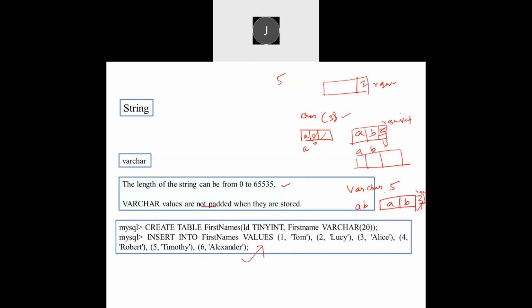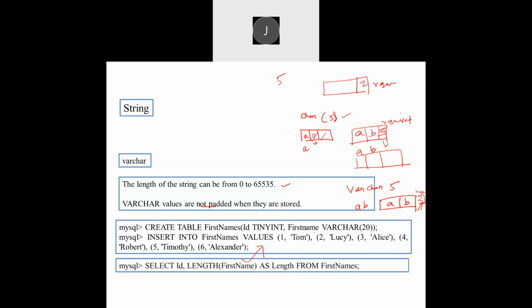We have already seen an example of how to create this. You can also find the length of the name. For example, the first name is given as varchar of 20, but I store a name like Cody. We will not know the length, so if you want to find the length of this name, there is a length function in MySQL. Using that, you can get the length of the first name field. It will show what value it is taking.